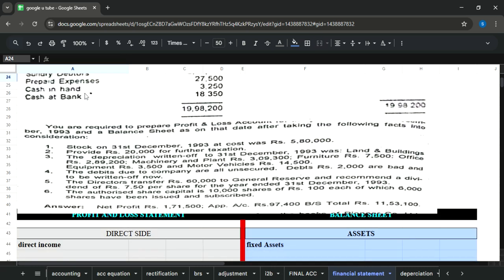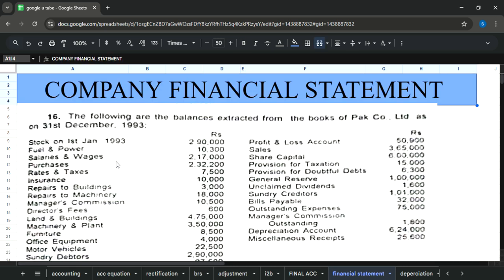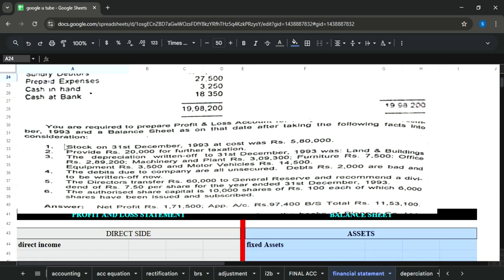It was informed, and several times we have discussed it, that if adjustments are present in your question, you will solve these adjustments as your first step. Although the question starts from the trial balance, you will leave it for a while and start your question from the adjustments. We are ready to begin, so let's start.